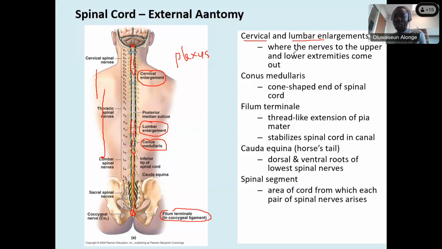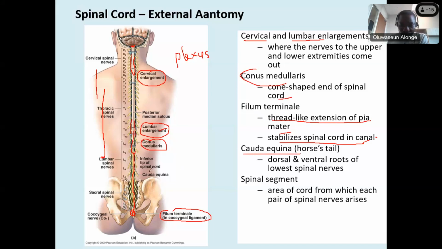All right. The nerves there for the cervical supply the upper limbs, and the nerves in the lumbar supply the lower limb. Now, I told you already, conus medullaris is the cone-shaped end of the spinal cord. Filum terminale is a thread-like extension of the pia matter that helps to stabilize the spinal cord in the canal by continuing down to the coccyx. Then the one that we call cauda equina.